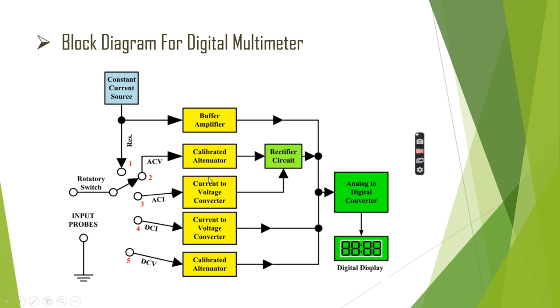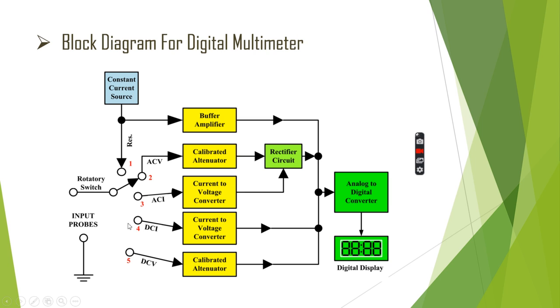If we connect an unknown AC current across its input probes, when we keep the rotary switch on position 3, the current is converted into voltages proportional with the help of IV converter, and then rectified. Now the voltage in terms of AC currents is fed to AD converter to get digital display in amperes. The DC current is also measured indirectly.